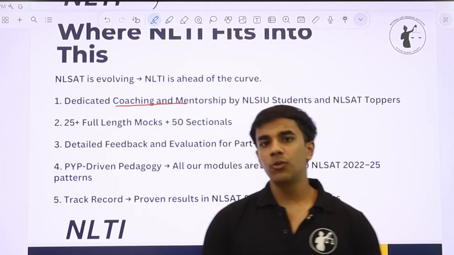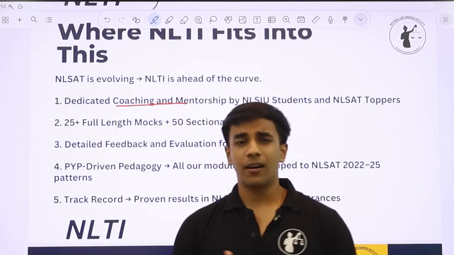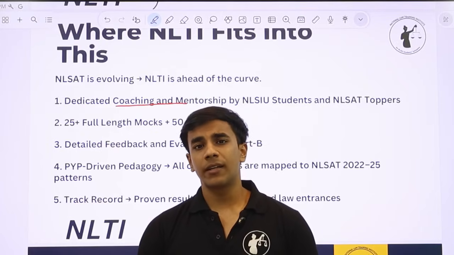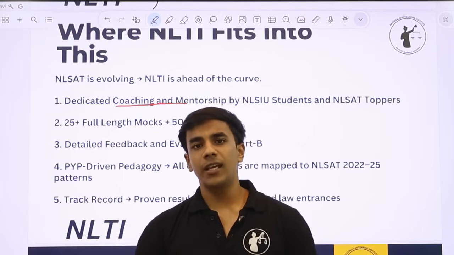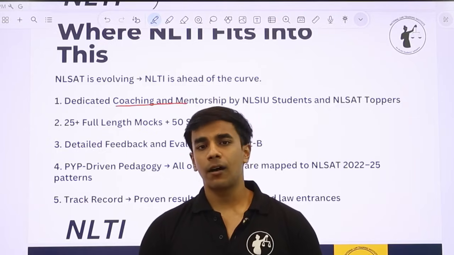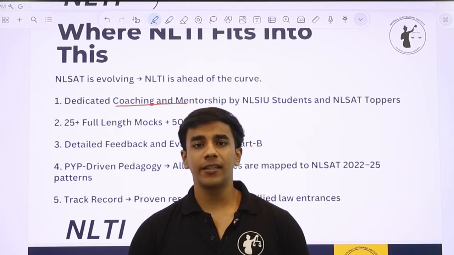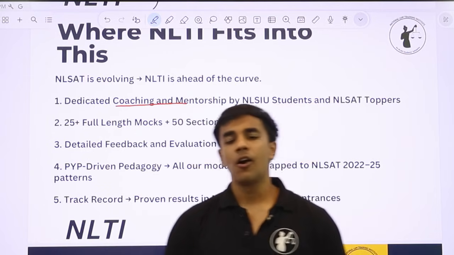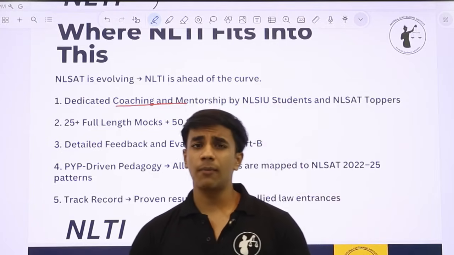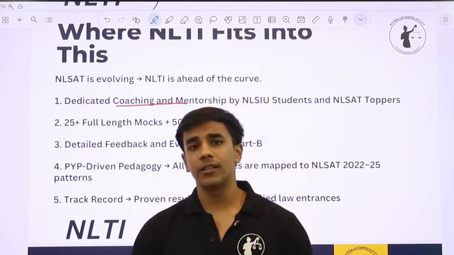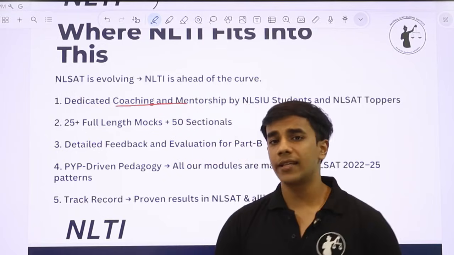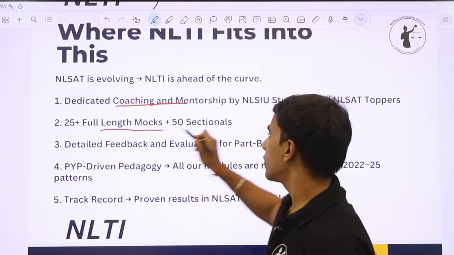This exam is very new. It's still in its nascent stage. Nobody knows what the paper expectations are except us, because we have been in this industry for the last 4 years. We have produced toppers after toppers in the NLSAT industry for the last 3-4 years. All our students, all our mentors who were NLSAT toppers in previous years are currently in the National Law School Bangalore. That is why we exactly know what the paper expects of you and what will be asked in the next edition. 25 full length mocks plus 50 sectionals.